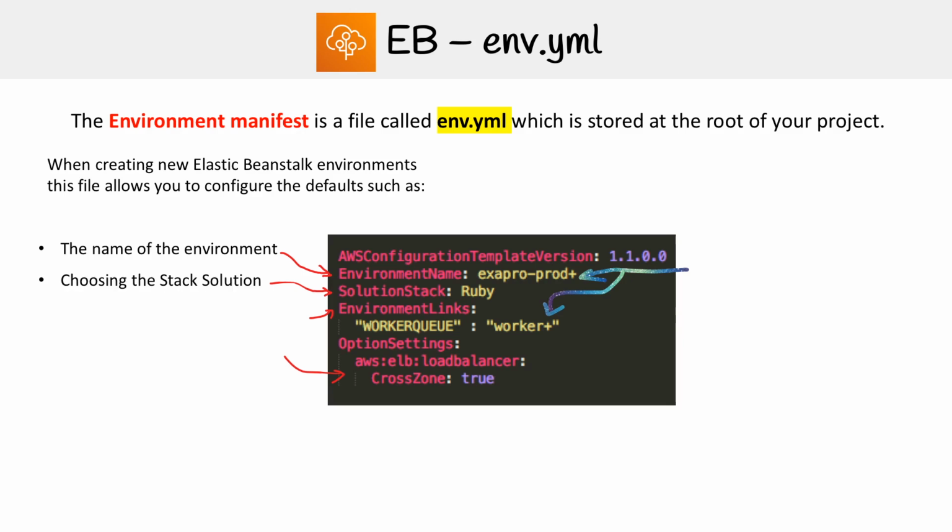Then there you have your solution stack, so that could be Ruby, Python, Java, whatever, but that's going to be what AMI is chosen. Then you have environment links, and this associates to other environments. So we saw that you could have a web environment and a worker environment, and so this is a way to connect them together. And then you have some default configurations for specific AWS services. So here we are setting a load balancer to be cross-zone. And there are a lot more options here, but we don't need to go through all of them. You just have to generally know that you can do this stuff.